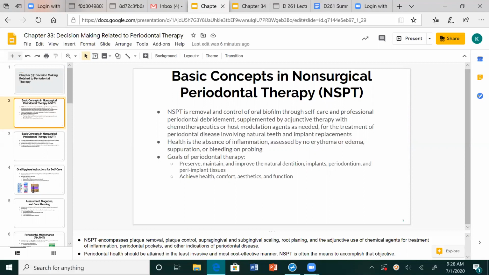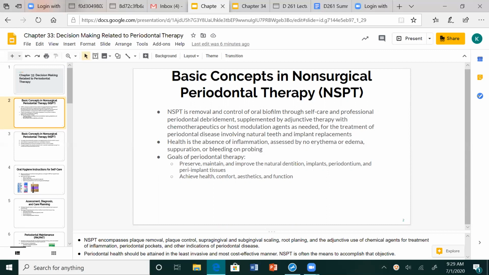So periodontal health is defined as absence of inflammation, so no erythema or edema, no separation or bleeding on probing. Those are how we're going to measure health in relation to perio. Our goals of periodontal therapy are to preserve, maintain, and improve the natural dentition, implants, periodontium, and peri-implant tissues. We want to achieve health, comfort, aesthetics, and function for our patients through this.